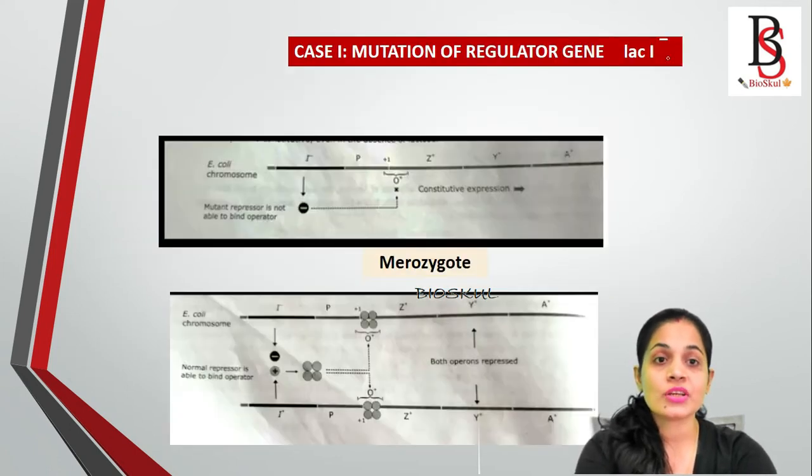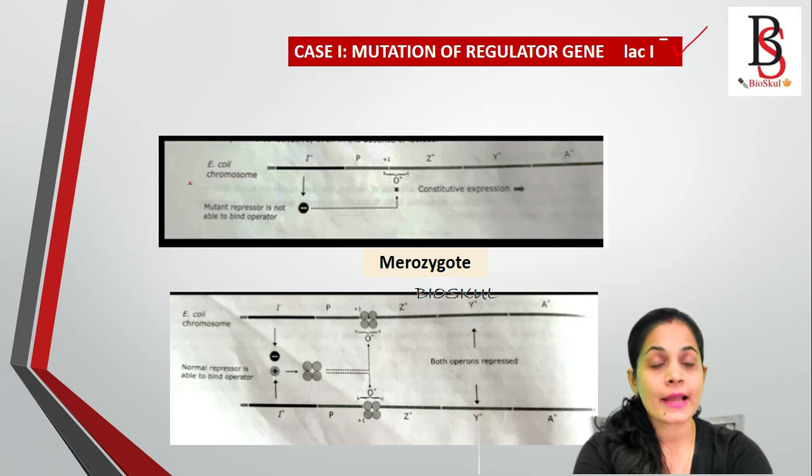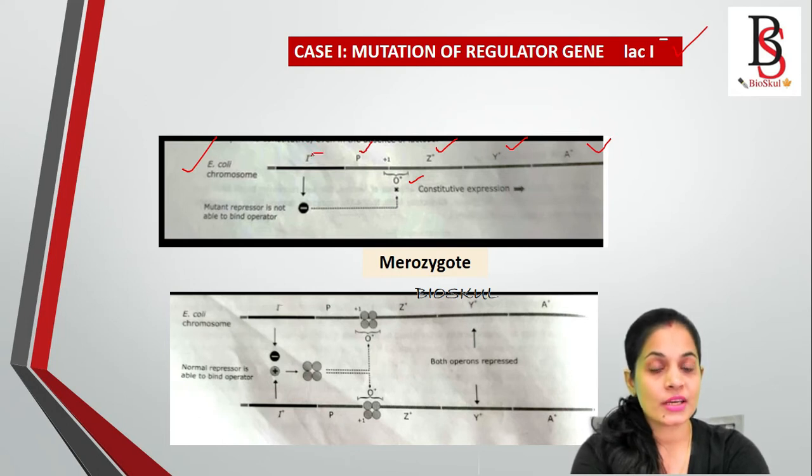Case 1. Mutation of the regulator gene Lac I. This one is the E. coli chromosome, and in the E. coli chromosome, this one is the Lac Operon. Here there are three structural genes. First one is Lac Z, Lac Y and Lac A. And here is the operator region, and overlapping with the operator is the promoter region. The trans-regulator gene, the Lac I gene, is mutated. That's why here it is written as I minus.